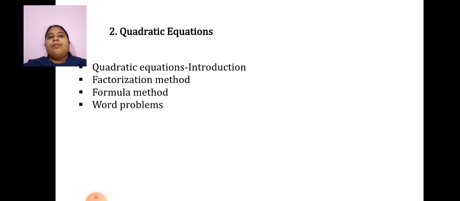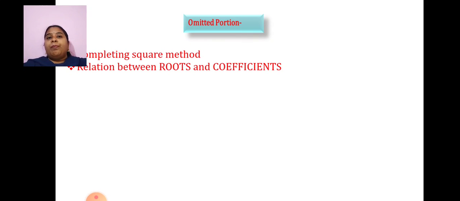Let's see what the important things are that are omitted from this chapter. The omitted part basically includes the important completing the square method. Make a note of it, it is omitted. You don't have to study this method at all. No questions will be asked in the board exam based on this. The completing the square method is omitted, and the relation between roots and coefficients, that part is also omitted.